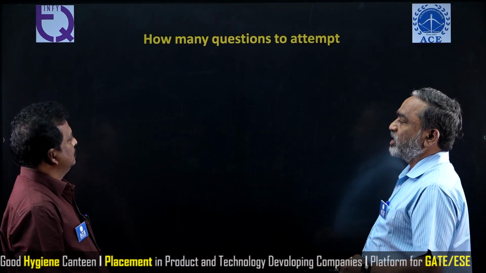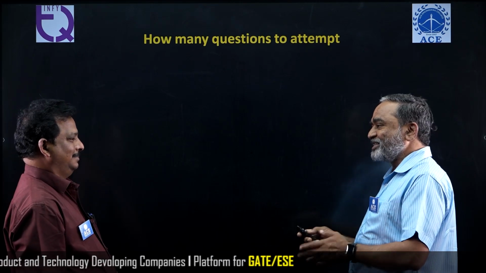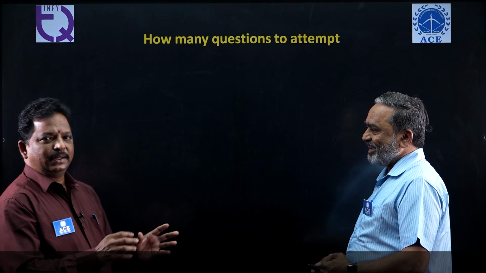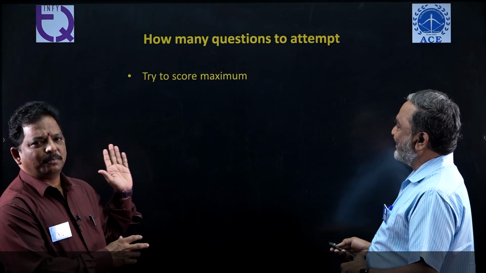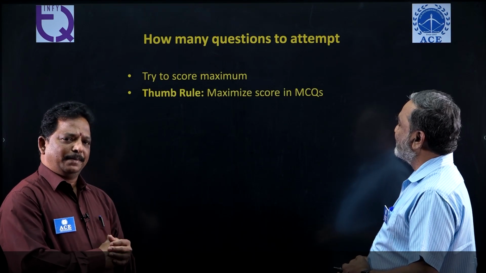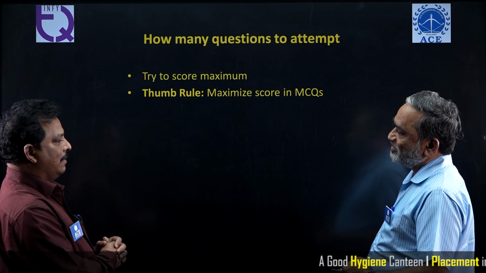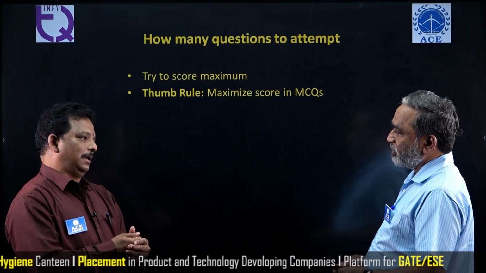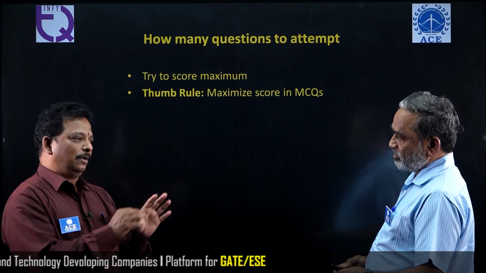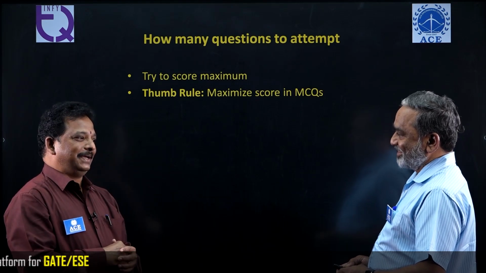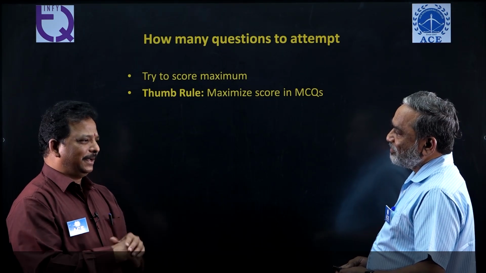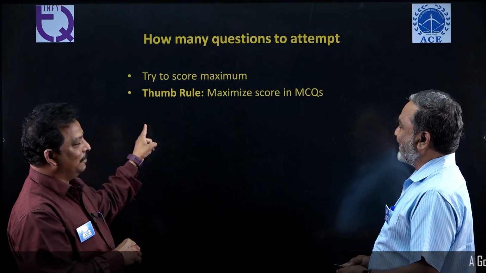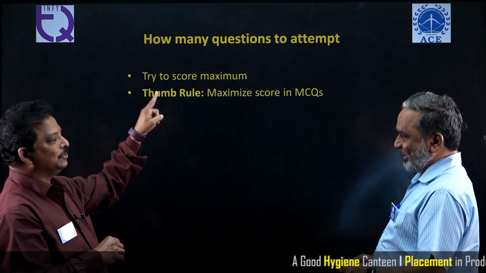So now, how many questions to attempt, sir? You said maximizing, 100% is ideal. But in any examination, 100% is impossible. Try to attempt all the questions, all MCQs and 2 programming questions. Particularly in programming questions, we have test cases, so be very careful when solving the problems. Students always feel their program is right, but passing all the functional test cases is very difficult. That's why, as you rightly mentioned, concentrate more on MCQs. The thumb rule is maximum score in MCQs.